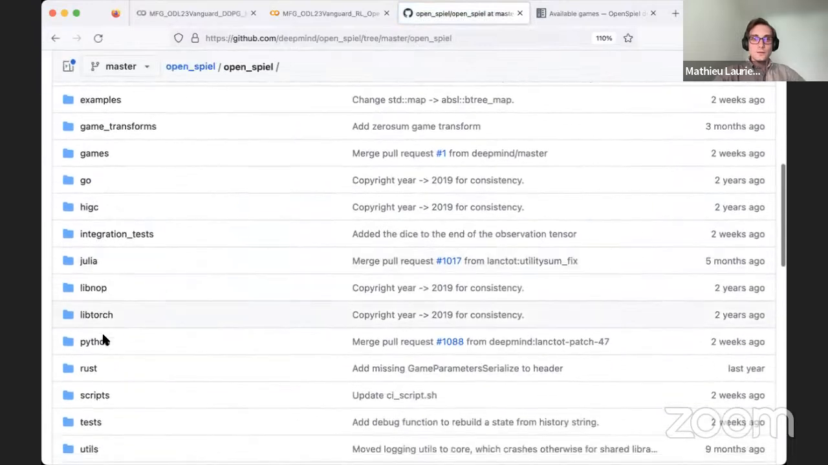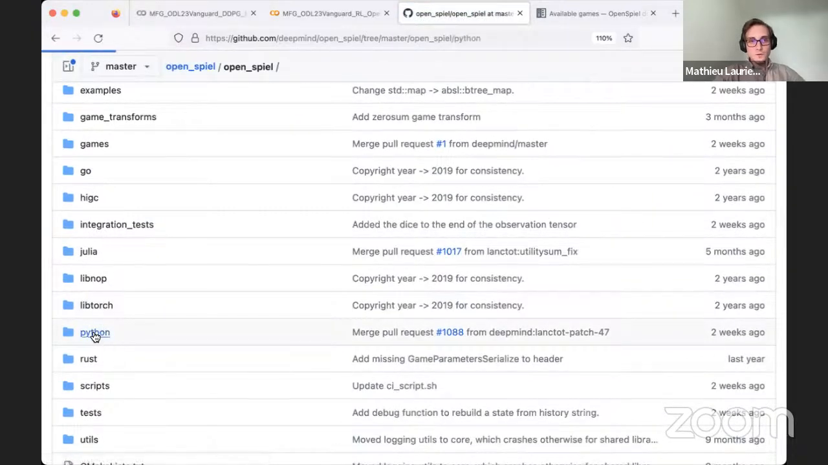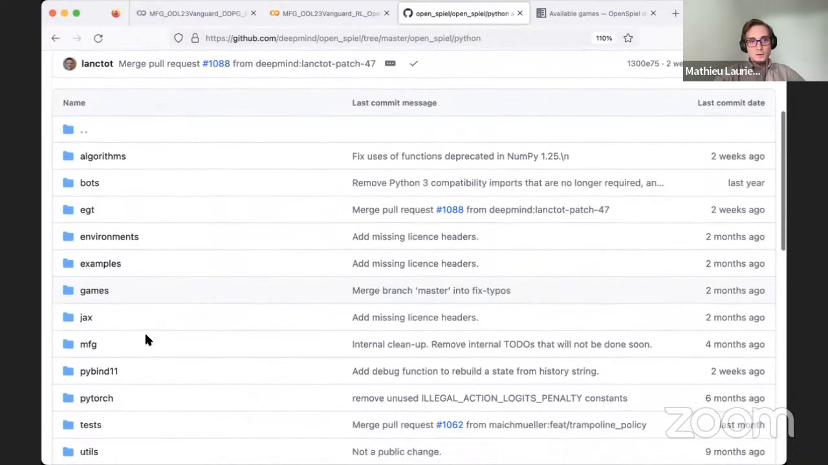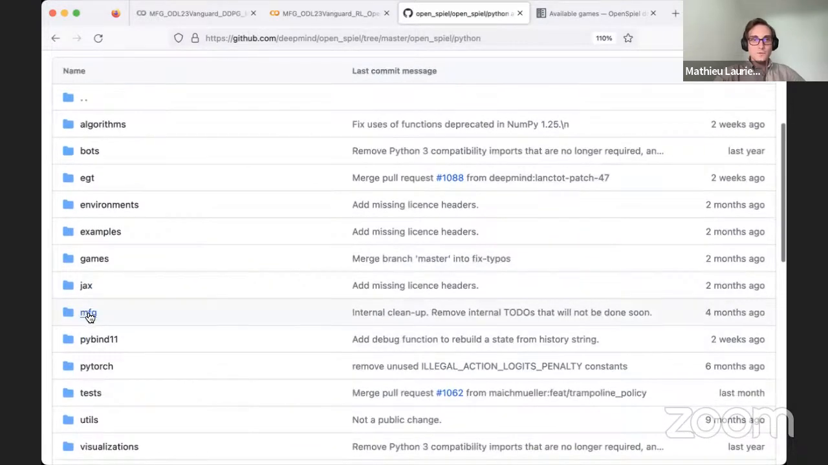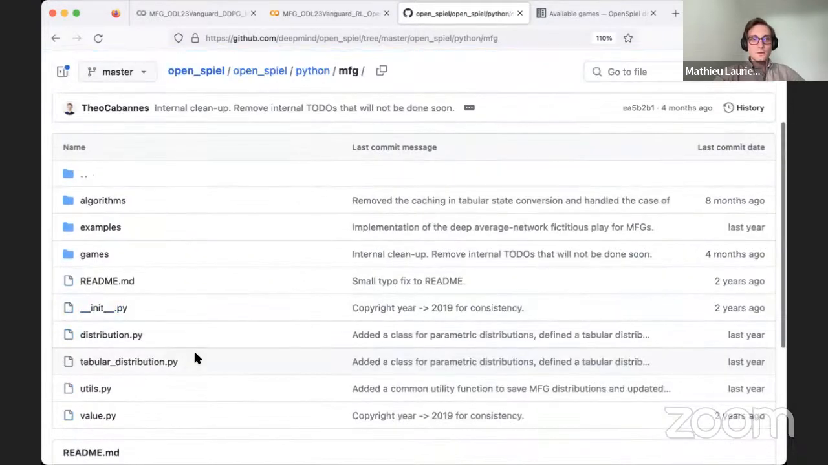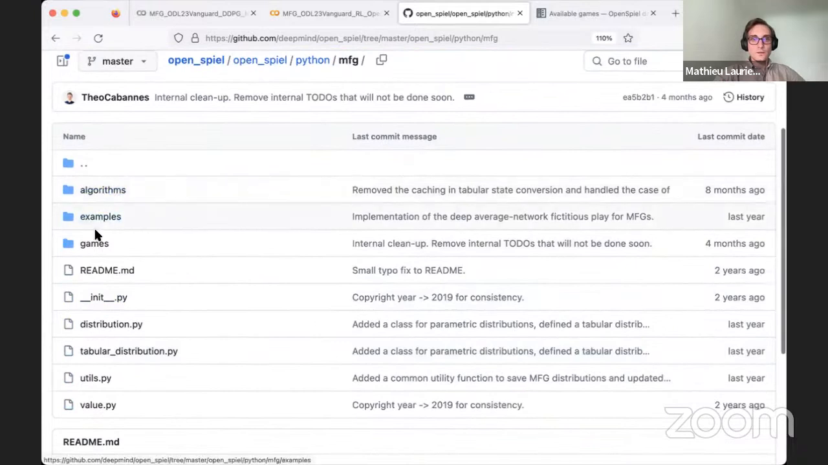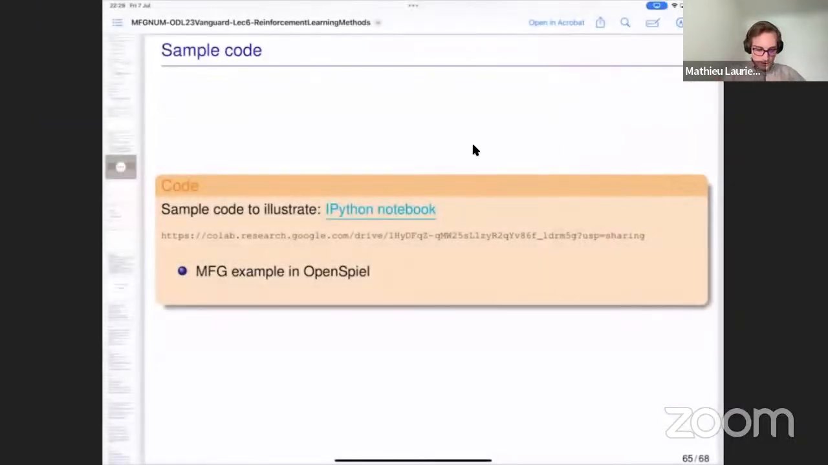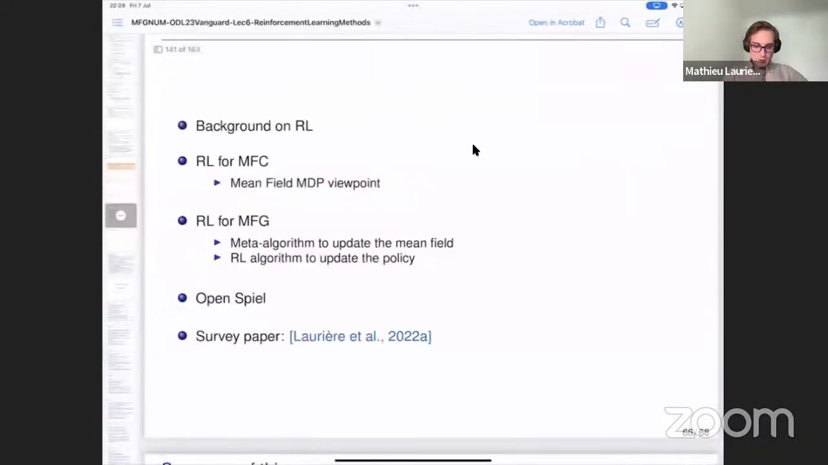Then you look at Python. Maybe you want to avoid C++, except if you like C++. Then you have a class MFG. You go here, and you have algorithms, games, and examples. So let me just finish the slides. I know it was very short, but hopefully you can take a look at the documentation later.